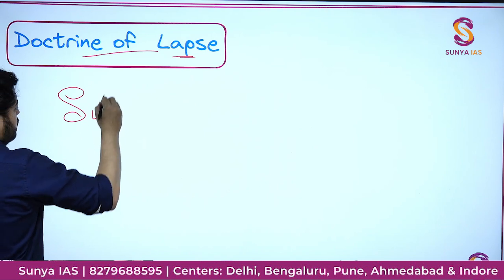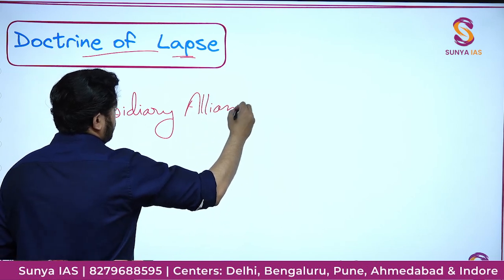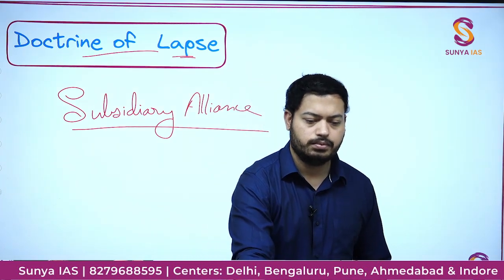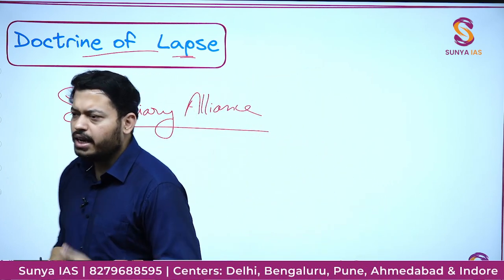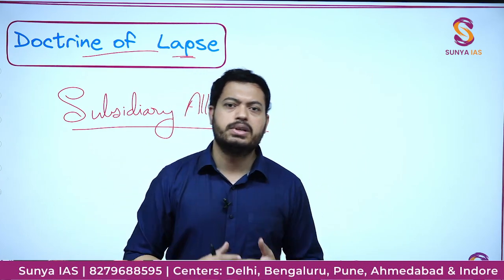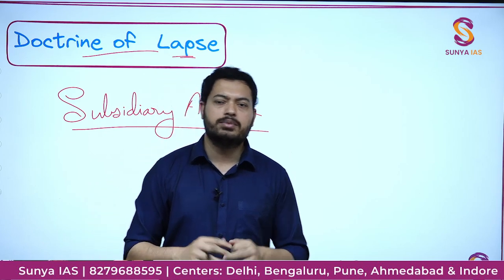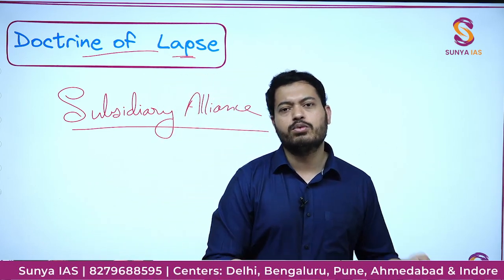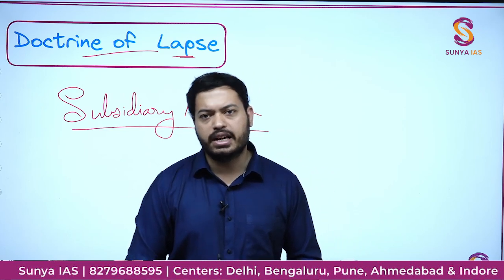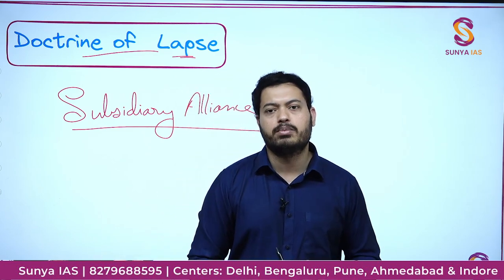So subsidiary alliance is something which talks about something very important, that is the idea that the Indian princely state will become a subsidiary of the British Empire. Under these circumstances, it was also decided that there will be a relation of subsidiary and paramountcy. So the Britishers became the paramount power and Indians became the subsidiary. Those states who signed subsidiary alliance were then the ones on whom Doctrine of Lapse could be applied.